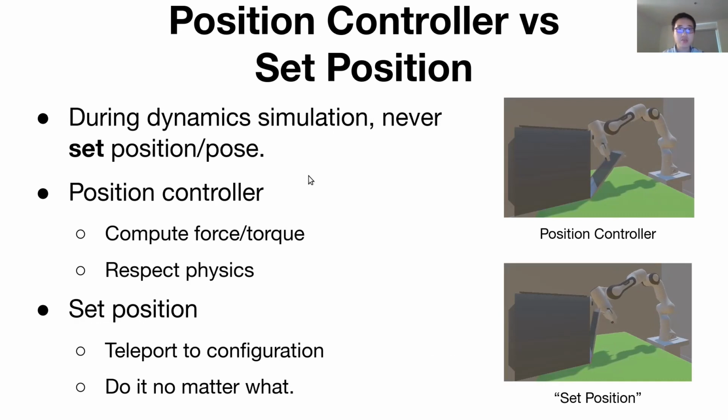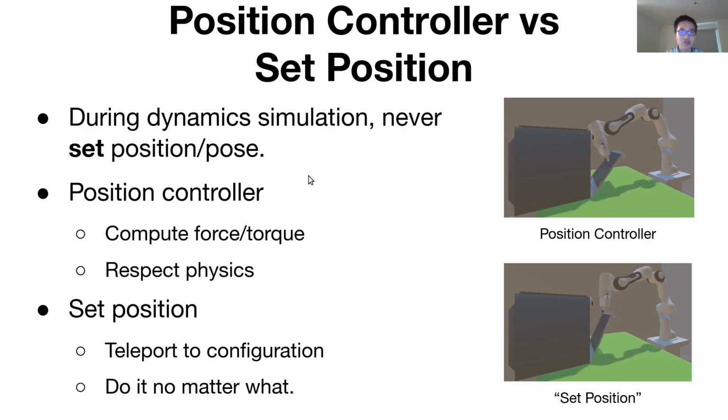The next topic is position controller and set position. Many people would confuse these two ideas. For a position controller, we are really saying that we are using some sort of controller, like a PD controller, that takes the position signal and then outputs the forces and torques that are used to control the robot. This type of controller will respect physics. But when we are saying set position, we're really just teleporting the robot to whatever configuration we tell it to. In this case, the robot will reach the configuration no matter what, even if there is collision on the way.